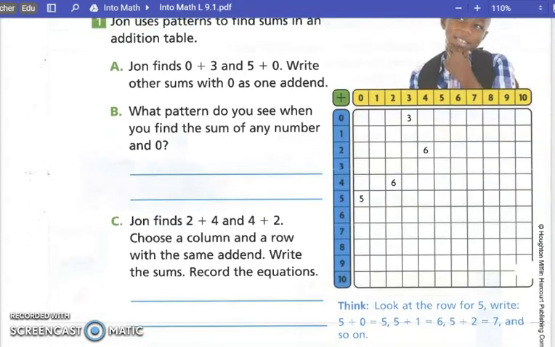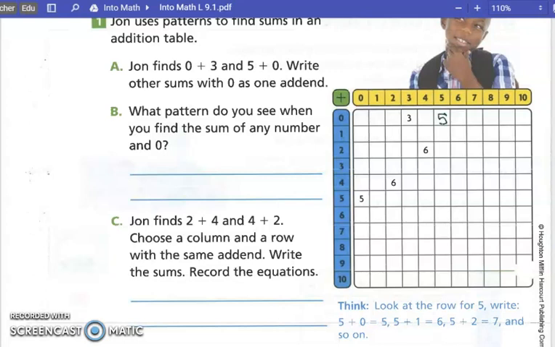So the first thing John found was 0 plus 3. So he's at 0 and he goes over to the 3. And what did he get for his answer? 3, because anytime we add 0, we get that number. Okay, and then if he did 5 plus 0, what would he get there? A 5.